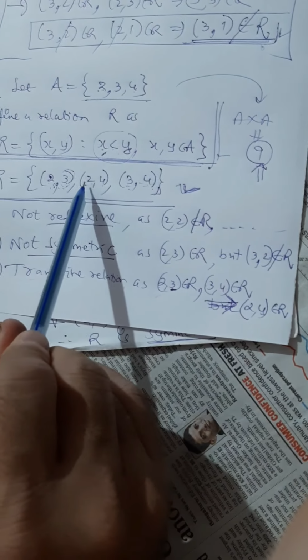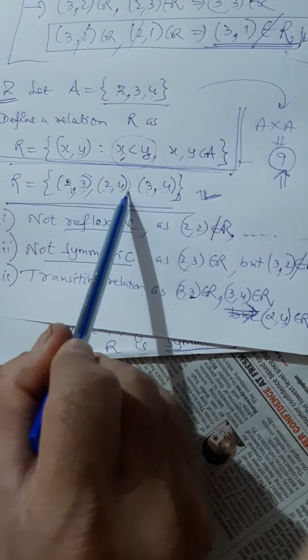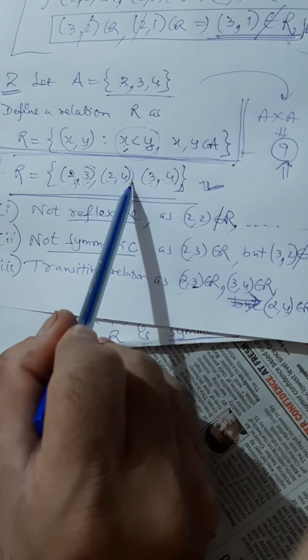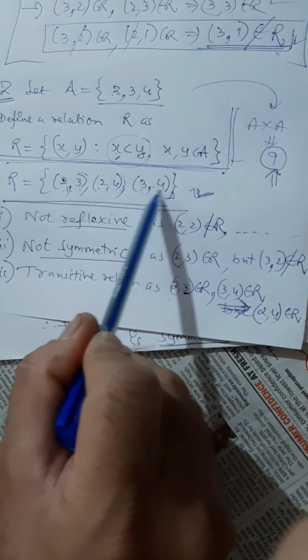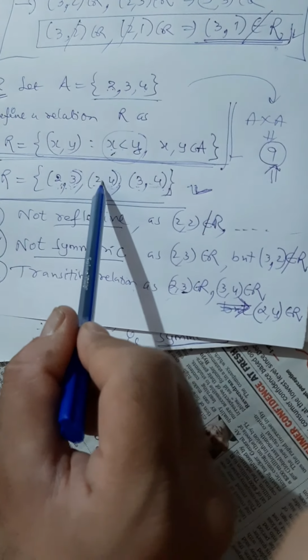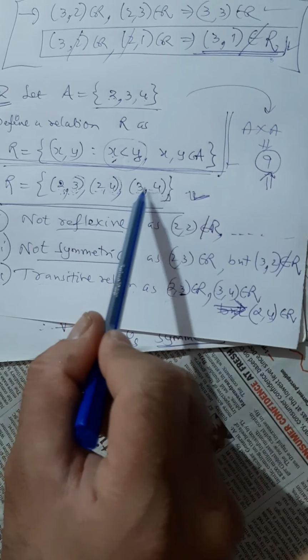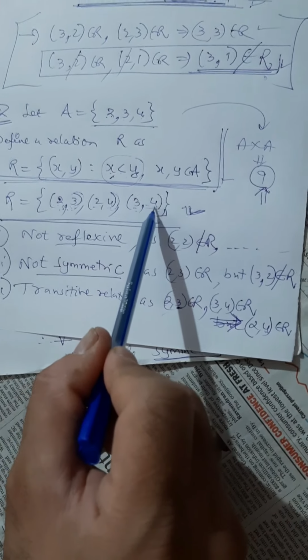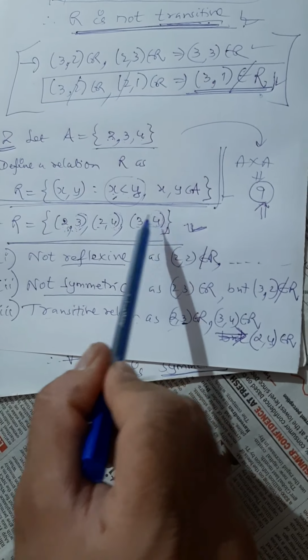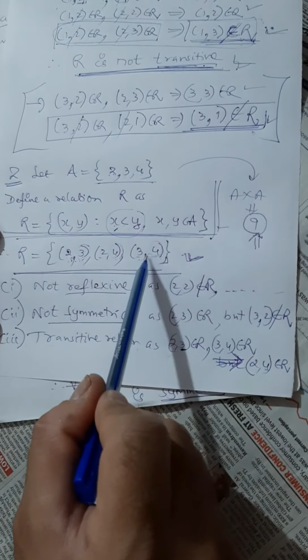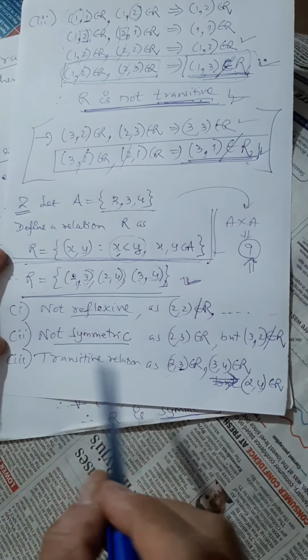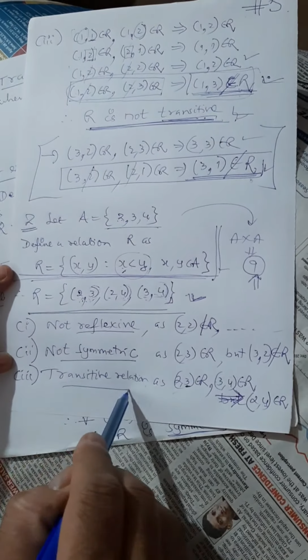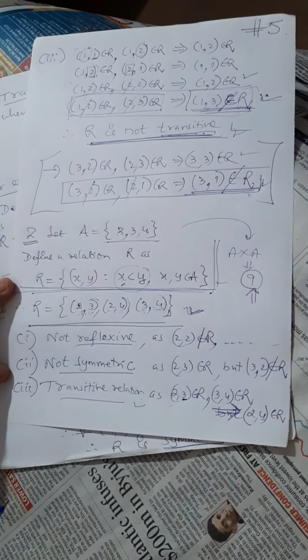Go to the next ordered pair, 2 comma 4. Now you have to find all ordered pairs having 4 at the first place. We don't have any ordered pair having 4 at the first place. So for this we cannot check. Go to the next, 3 comma 4. Do you have any ordered pair having 4 at the first place? No. So you cannot check for this also. So therefore this turns out to be a transitive relation.